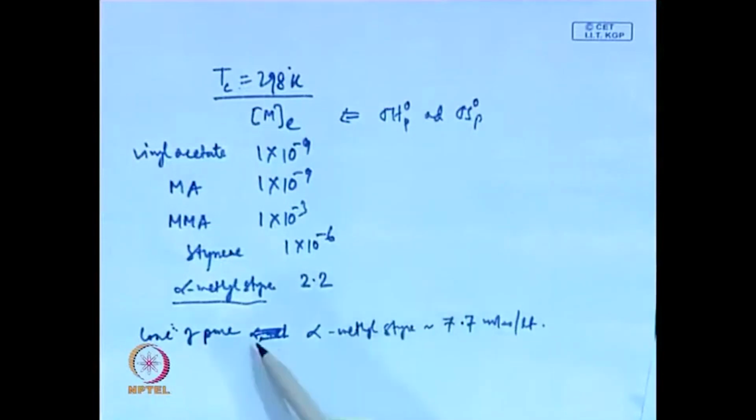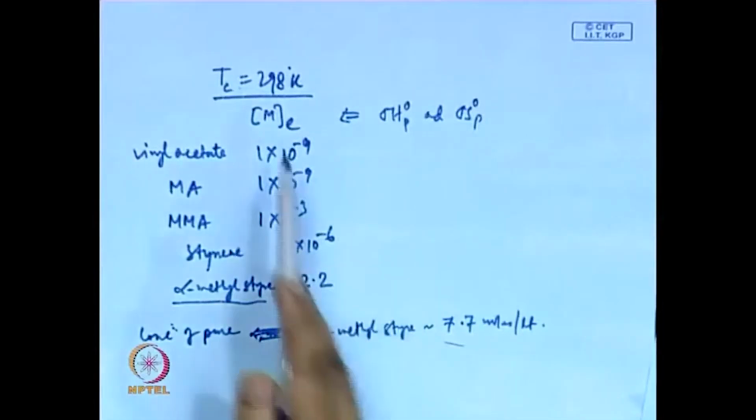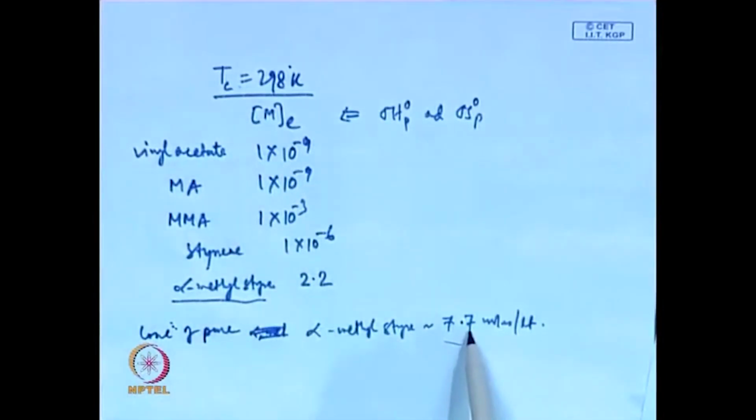So, this monomer will polymerize at 25 degree centigrade if you can. Of course, at 25 degree you cannot polymerize because you have to generate radicals, that is very difficult. You have to increase the temperature for the reasons you know. If you can polymerize alpha methyl styrene at 25 degree centigrade, then the polymerization will take place till the concentration becomes 2.2 moles per liter. Once it reaches this value, it will not proceed.